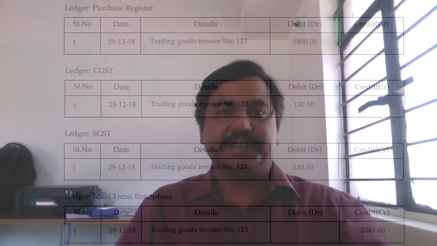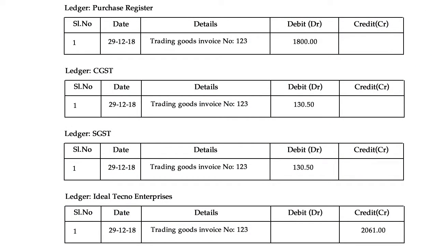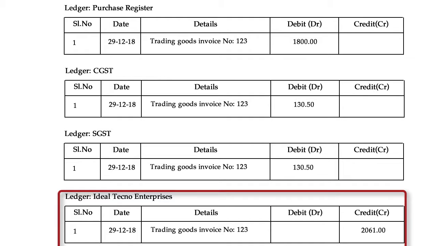Let's understand how this tax invoice, or the purchased items, are registered in a ledger or a cash book. Let's consider this transaction as a credit transaction. So, as you know, credit, how to enter the ledger entries of a credit transaction. Let's understand this in detail again. Here, the party is Ideal Techno Enterprises. So we need to pay the payable of 2061 rupees to Ideal Techno Enterprises.